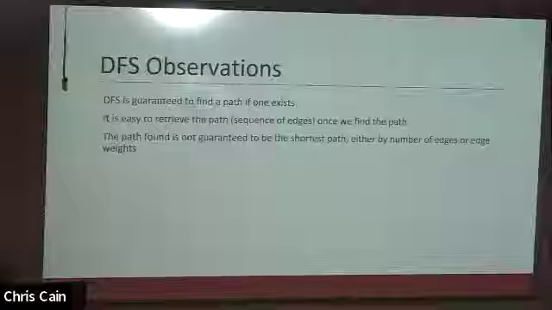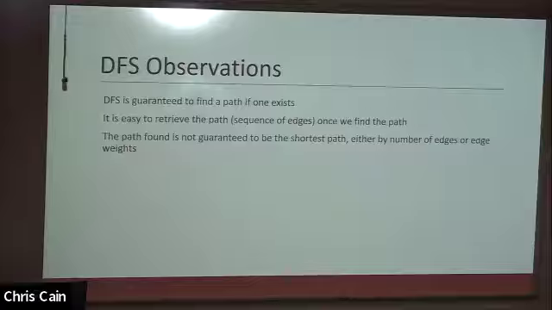Do note though, as mentioned here, the path that is found is not guaranteed to be the shortest path by any metric. The two metrics we might care about for shortest path are the number of edges or the total edge weight. And if depth first search returns something, we can't state anything about it being the shortest path. So if we ran this depth first search on A to F, it would return A, B, E, F, not A, E, F.